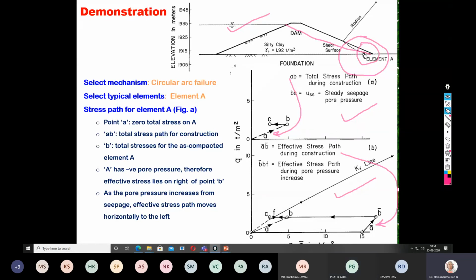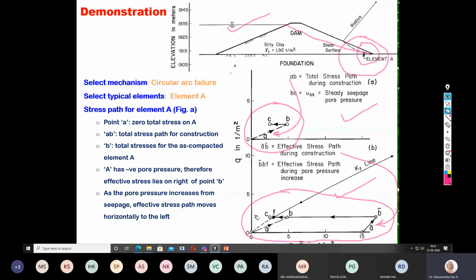So initially it is negative, then it becomes positive during the steady state seepage. Now, when there is a steady state seepage, what happens to the total stress condition and what happens to the effective stress condition? That is the meaning of these two graphs. So when you take only the construction stage, these are the stresses on the element A, and during the steady state seepage, when you consider the total stresses and effective stresses, this is how they look.